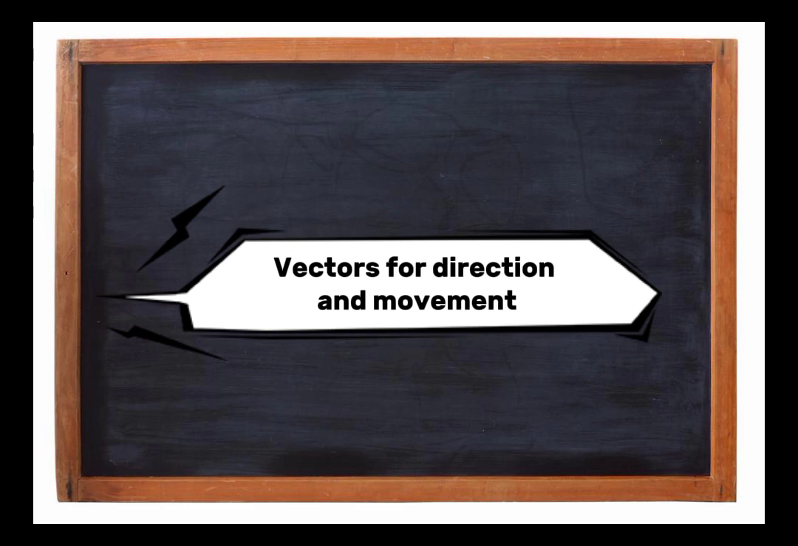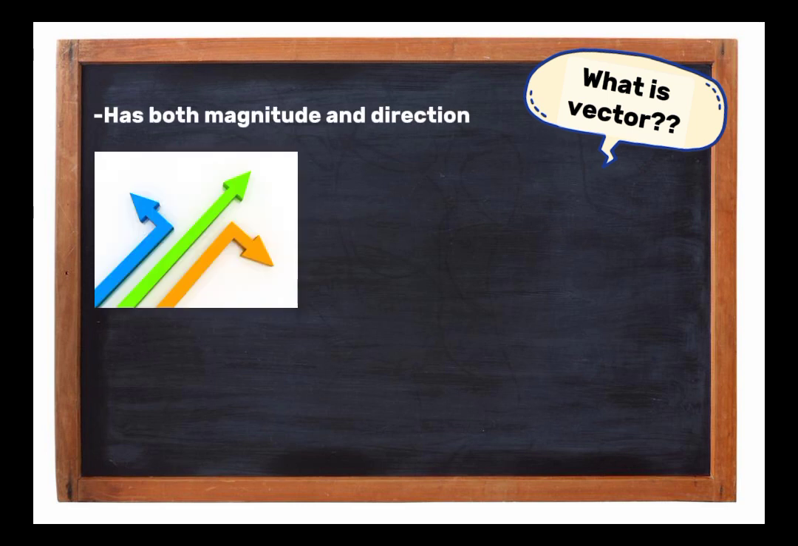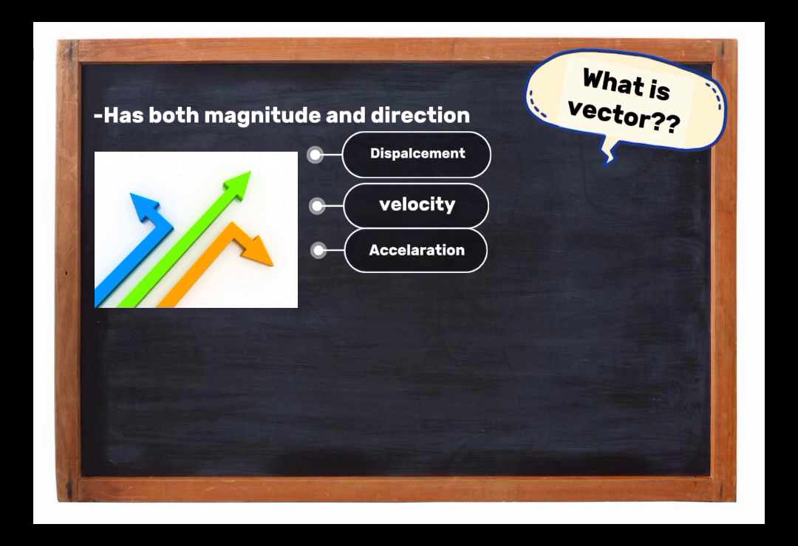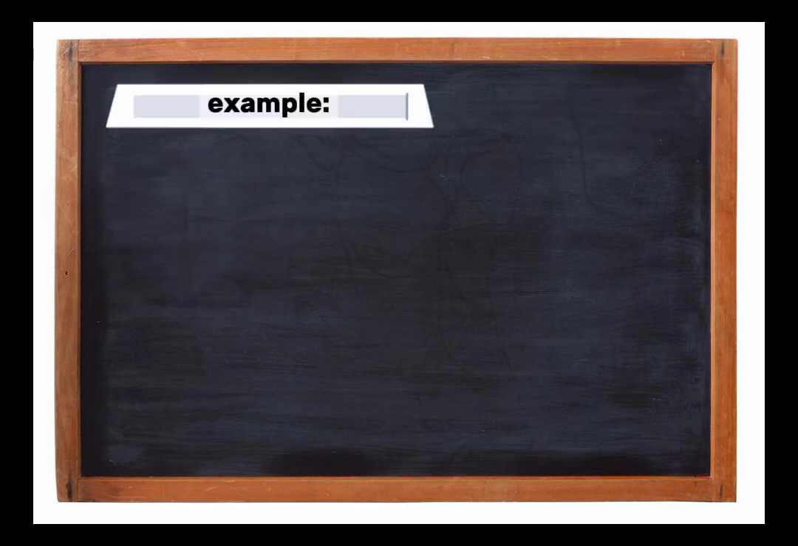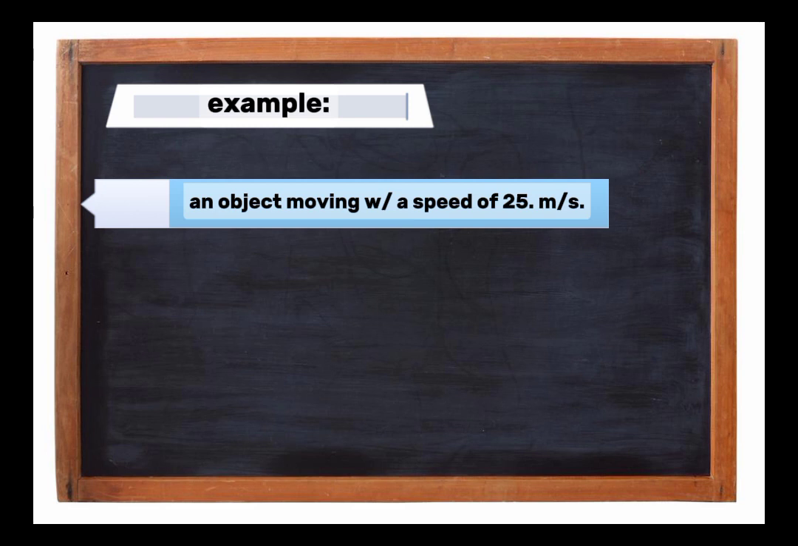In this section, I will discuss vectors for direction and movement. A vector is a quantity which has both magnitude and direction. Examples of vectors include displacement, velocity, acceleration, and force. To fully describe one of these vector quantities, it is necessary to tell both the magnitude and the direction.